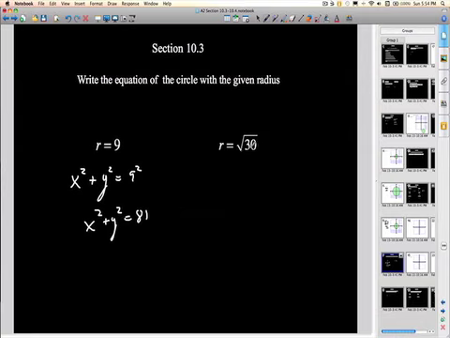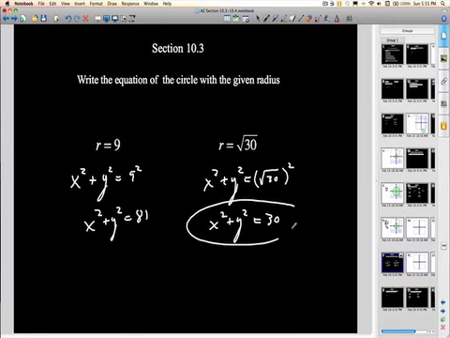No need to be concerned if they give you the radius as a radical, because you're going to square it anyway. X squared plus y squared equals radical 30 squared. So in this case, x squared plus y squared equals 30. Okay, so very simple. Find the r and plug it into the equation.